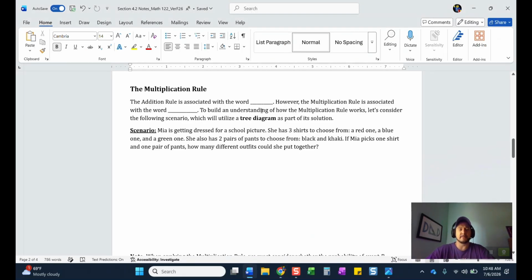So here's what I did. I came up with this where it says the addition rule is associated with the word "or." However, the multiplication rule is associated with the word "and." To build an understanding of how the multiplication rule works, let's consider the following scenario, which will utilize a tree diagram as part of its solution.